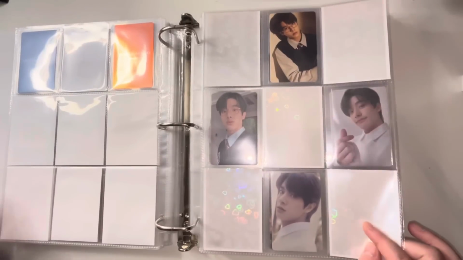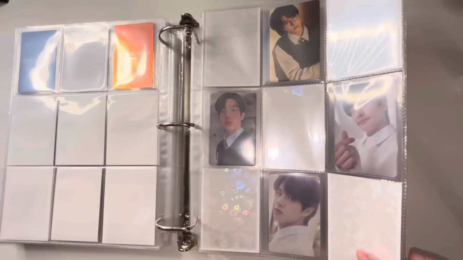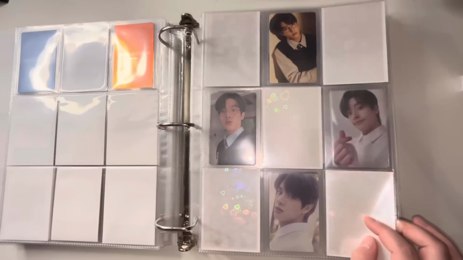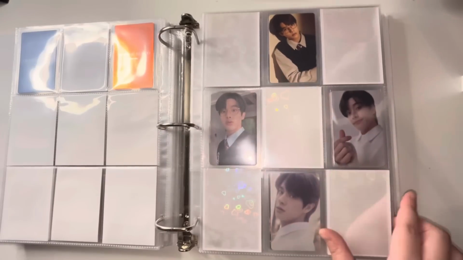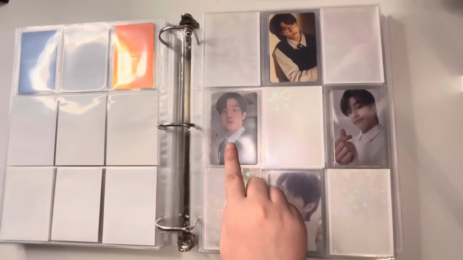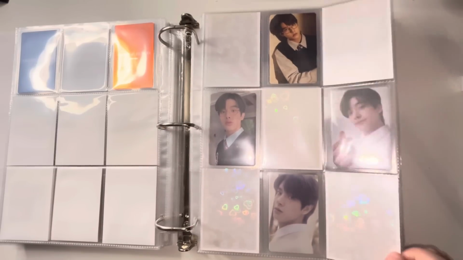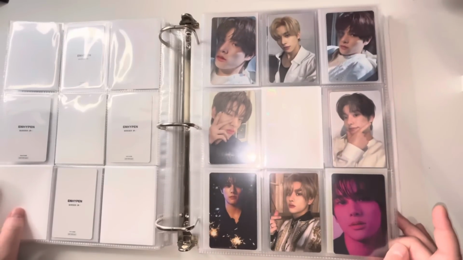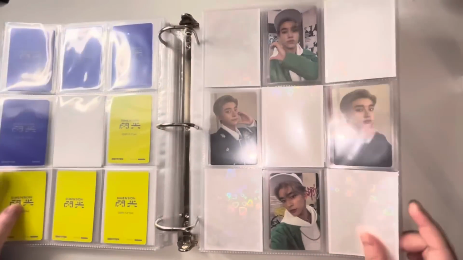And then I also collect him for Japanese cards. I don't collect all of the Japanese cards, but just ones that I think are cute. So this was the first Japanese release. I love this Jake photo card. It's probably my favorite Jake photo card, to be honest. But yeah, so we've got that one, and then this was their second release, and then their third release.